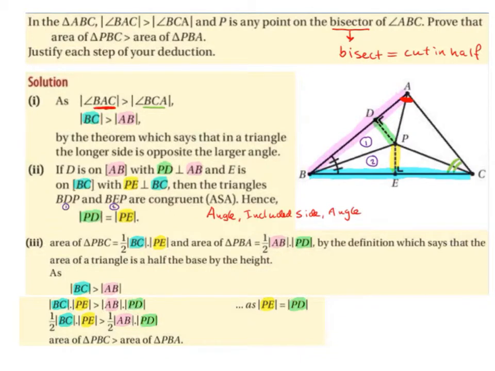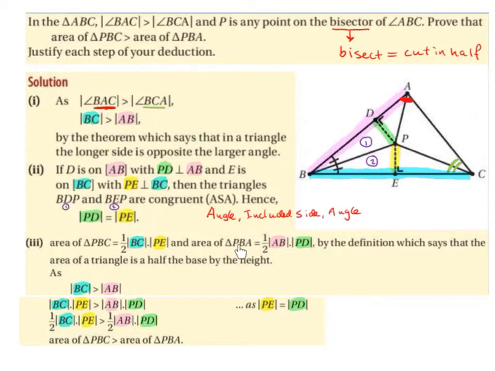So part 3. The area of the triangle PBC, so this triangle at the end here, is going to be half times BC times PE. So we know the area of a triangle is half times base times height. So it's going to be half times the base, which is BC, times the height, which is PE. So half times base times height.